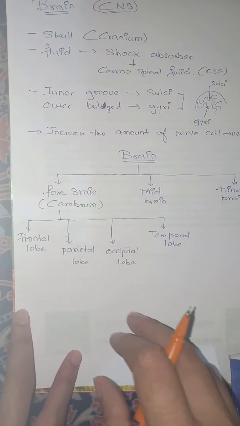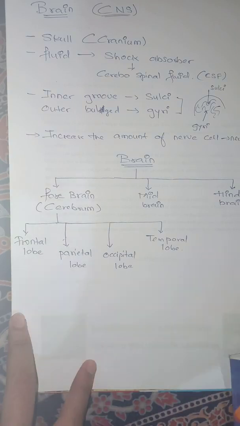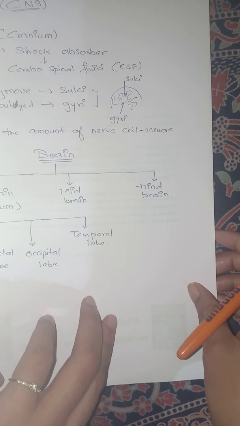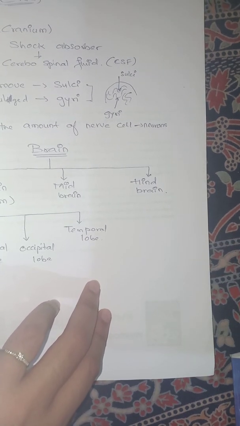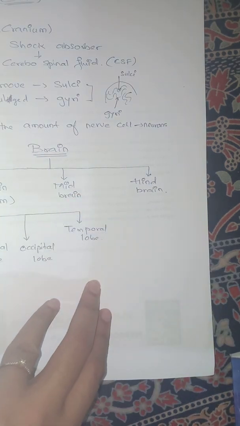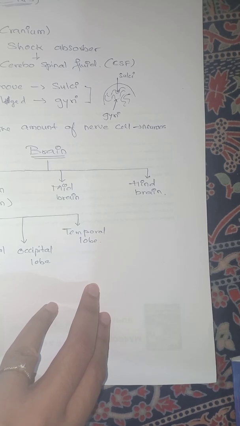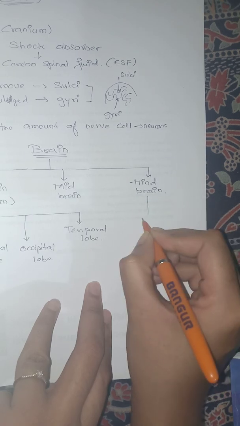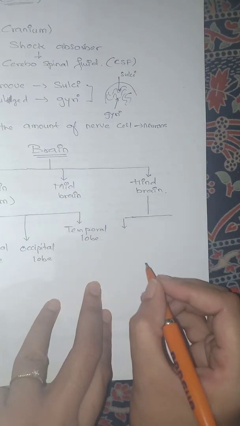Here children, I will not discuss their functions right now. First we will see all the parts of the brain, and then we will move forward with their structures and functions. Another part of your brain, the midbrain, does not have much division; only a single portion is there. But your hindbrain can be divided into three different parts. One is called the cerebellum.